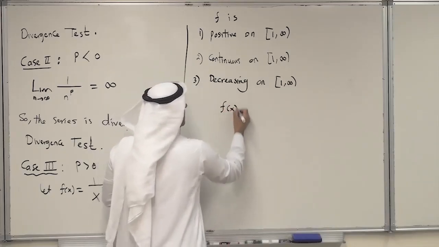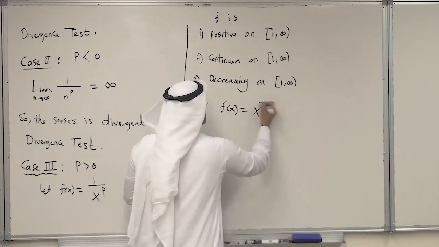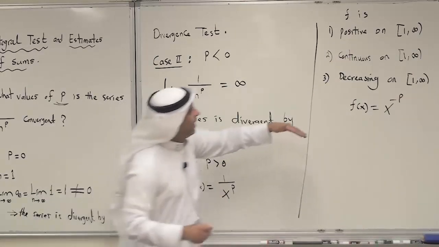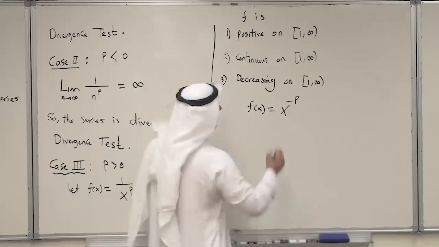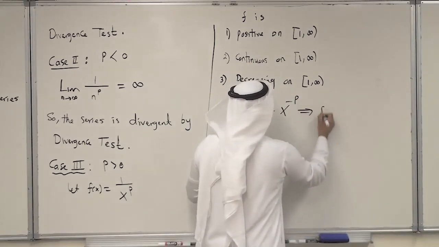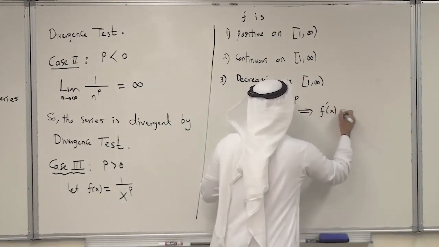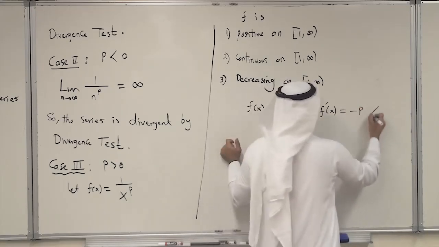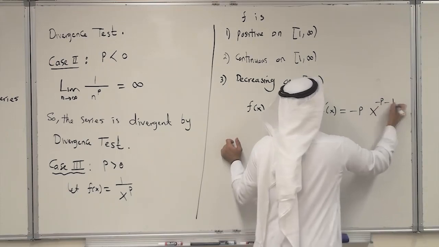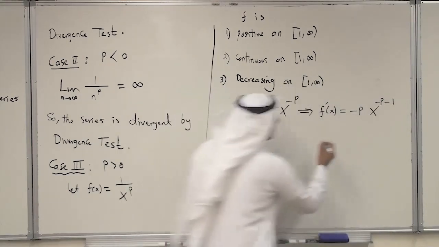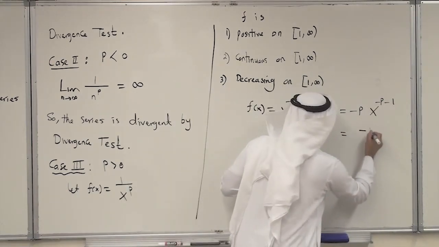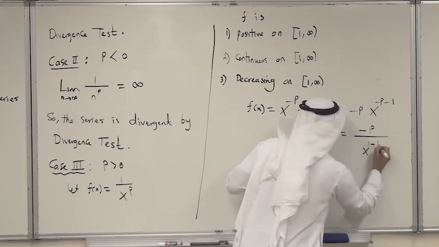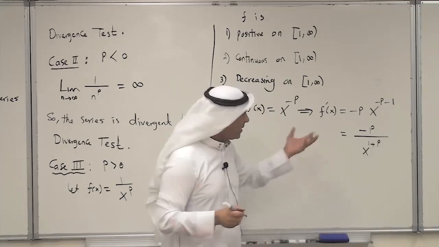We have f of x is equal to x to the power minus p. I just rewrite it this way. It is 1 over x to the power p, so I will say it is x to the power minus p. So this implies f prime of x is equal to minus p x to the power minus p minus 1. So you can rewrite this one as minus p divided by x to the power 1 plus p. Fine. Look now at the quantity here.